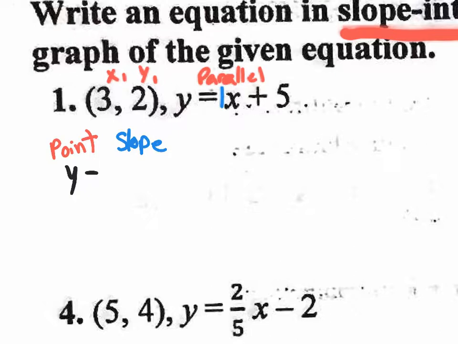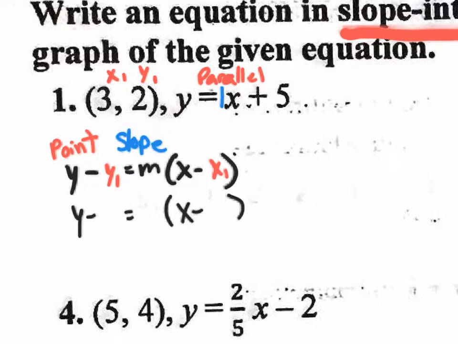Y minus y1 equals m parenthesis x minus x1. That's our point-slope form equation. So the best way to approach point-slope form equations when you're writing them, Nathan, is to rewrite your point-slope form equation, but with blank spots. That way you could easily plug in your y1 value, which is what? What belongs in here? 2 belongs right there.